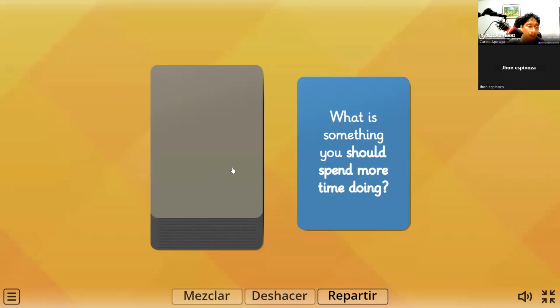I think, ¿cómo sería? ¿Cómo respondería ahí? You should... I should spend time, what? Spend time learning, right? Learning. Yeah. Okay.